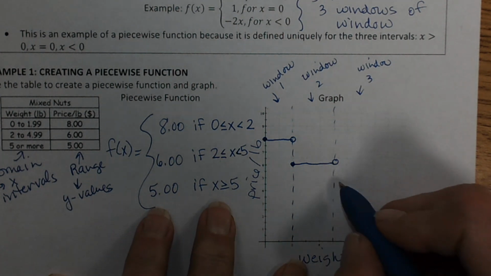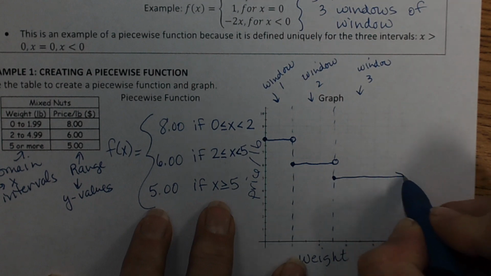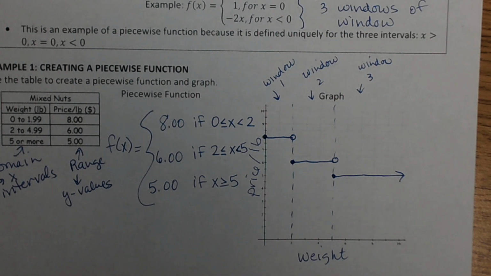And then at 5, I'm going to start a closed point, and then I just go out horizontally that way. And I'll draw an arrow because it says greater than 5, so it's all the x's greater than 5. So we put that arrow.